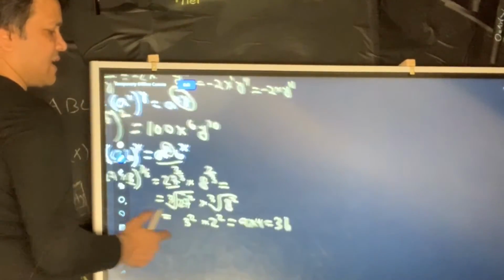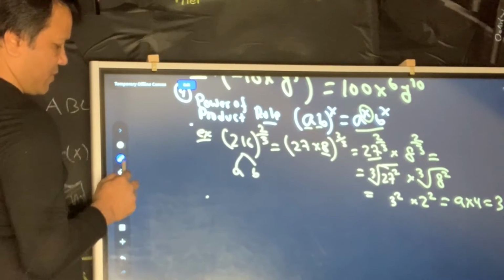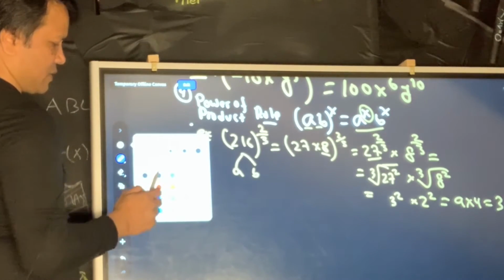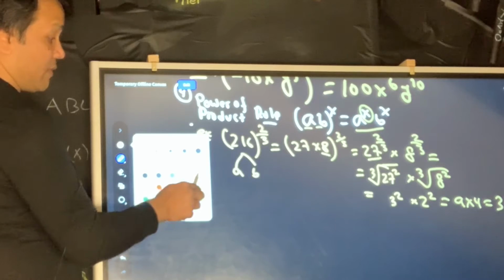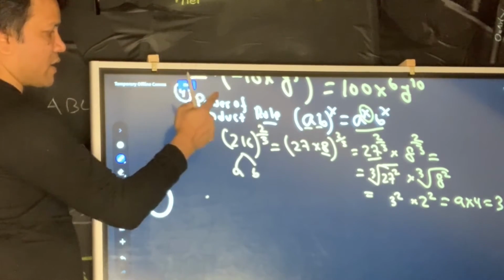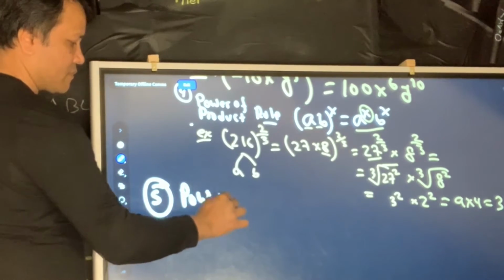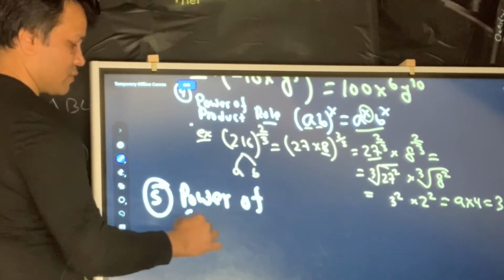Excellent. Now we're going to do rule number 5, which is similar to rule number 4. Rule number 5 would be the power of a quotient rule.